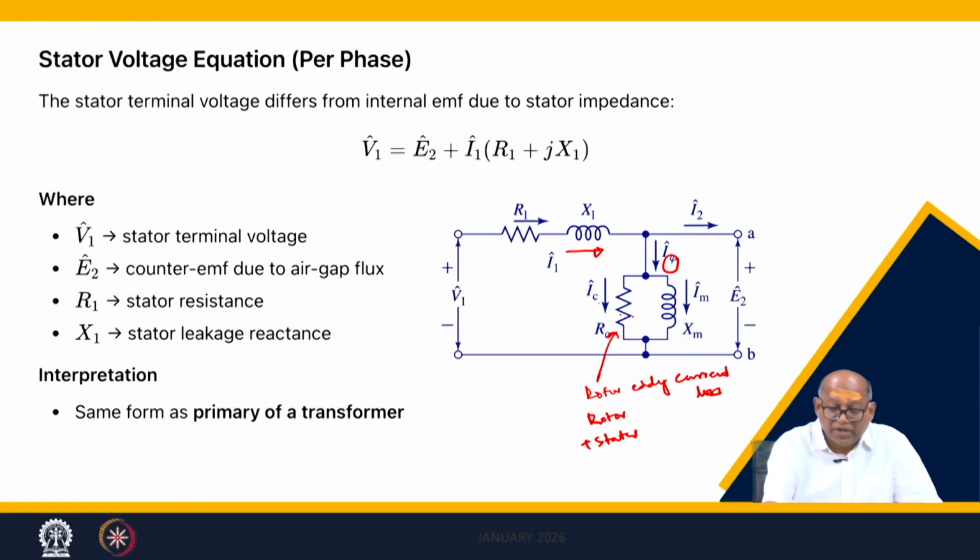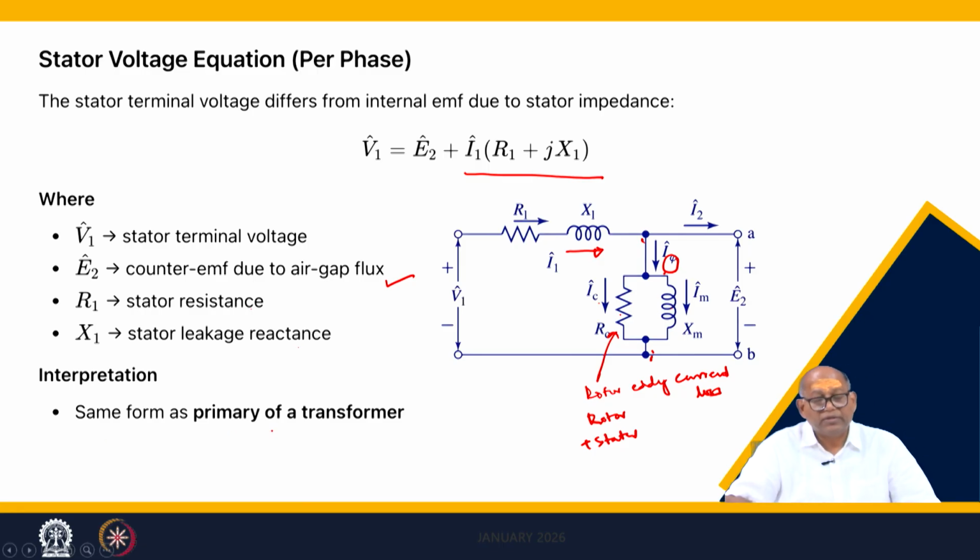This is a power component, this is the flux producing component, 90 degrees to each other. So, this is the current. Another current is reflected because of the rotor. The rotor is like a transformer, as I said, so it gets reflected. The total current is I2 plus I phi, and the voltage is equal to E2, the voltage induced here, plus I1 R1 plus jX1. So, V1 is the terminal voltage, E2 is the counter EMF due to air gap flux, and then the stator resistance and stator leakage reactance. It is the same form as the primary of a transformer. Just imagine that. So, induction motor analysis is easy.